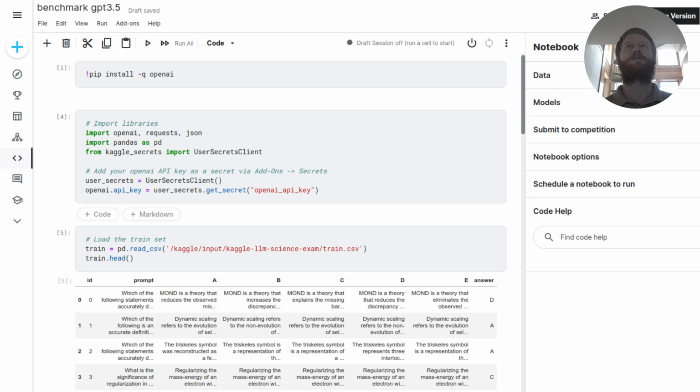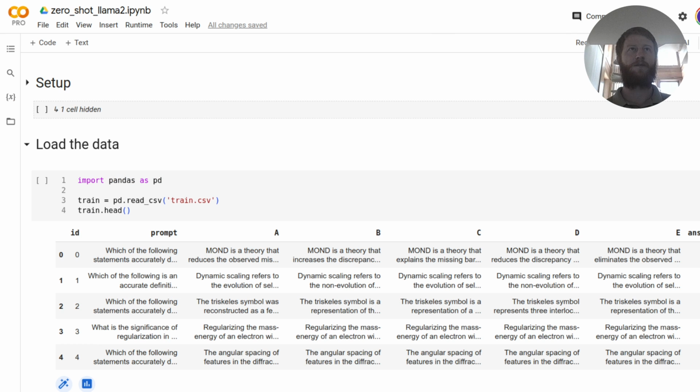Okay, so we can't submit this because this requires internet access, right? It's sending these calls to OpenAI over the internet and getting the responses back. We don't have access to the model weights of GPT-3 that we can somehow zip up and upload to Kaggle. So how do we fix that? Well, the example that I'm going to show here is going to instead rely on an open source model. So this is a model called Llama 2.